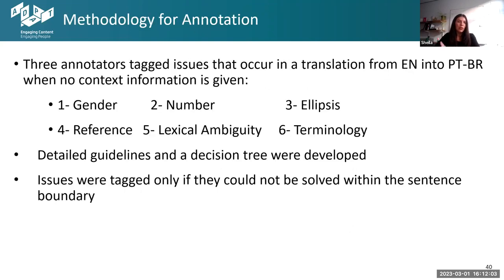corpus. The DELA corpus was annotated by three annotators, and we tagged the issues that would occur when translating from English into Brazilian Portuguese when there was no context in the sentence. We annotated grammatical gender, grammatical number, ellipses, reference, lexical ambiguity, and terminology. We developed very detailed guidelines and a decision tree to help us do the annotation. And the issues were only tagged if they could not be solved within the sentence.